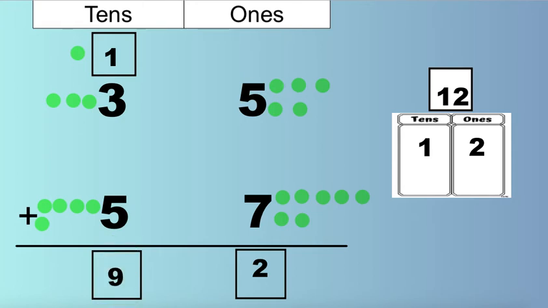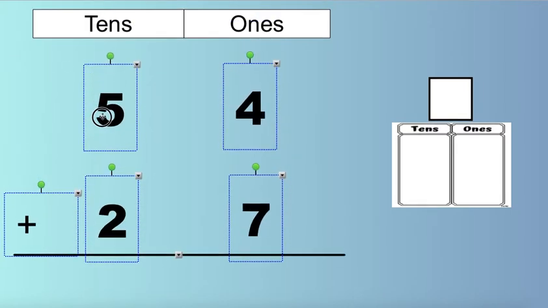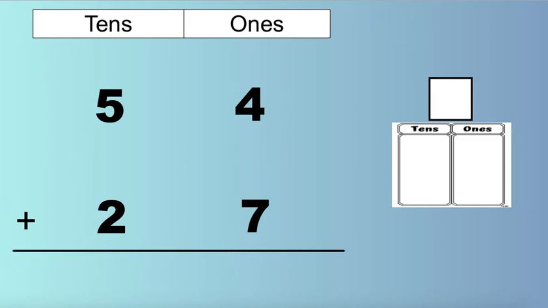Okay, now we can read the whole problem. 35 plus 57 equals 92. Awesome. Let's do one last one together and then you guys can practice on your own. I'm going to make room again for that in case we have to regroup. There we go. And for our answers.